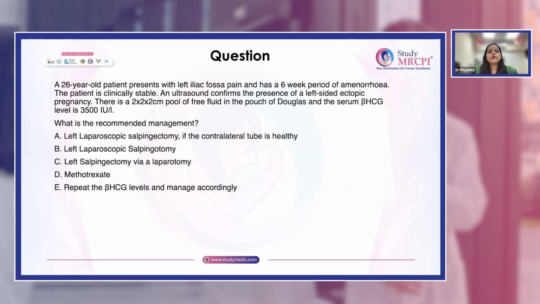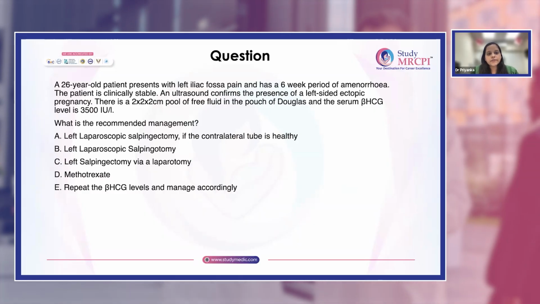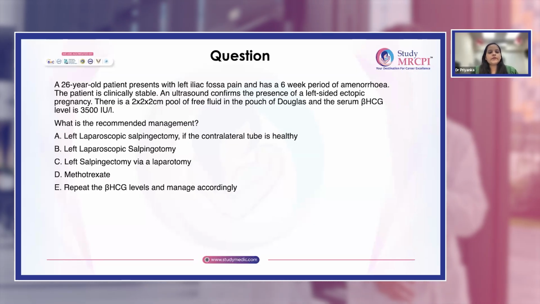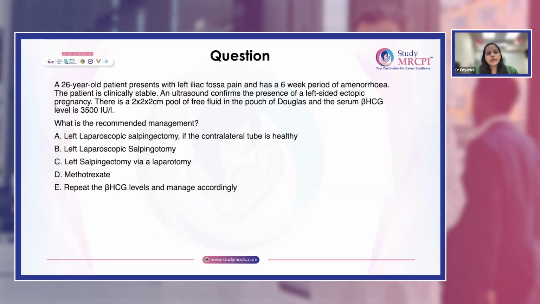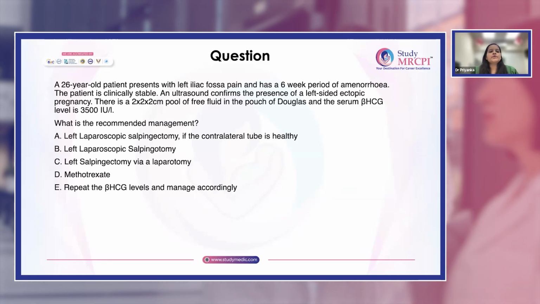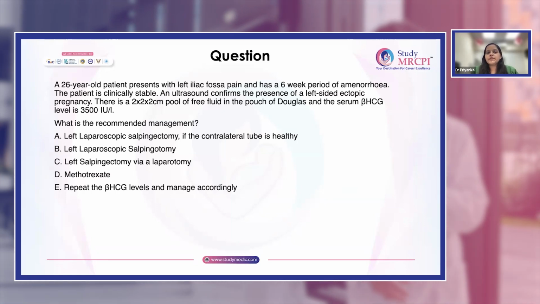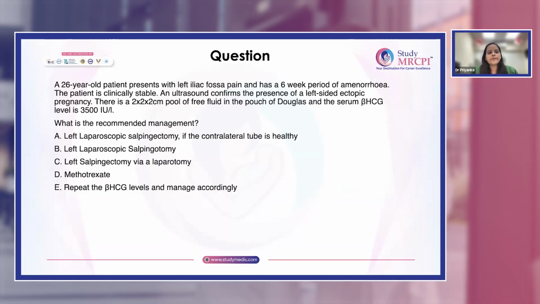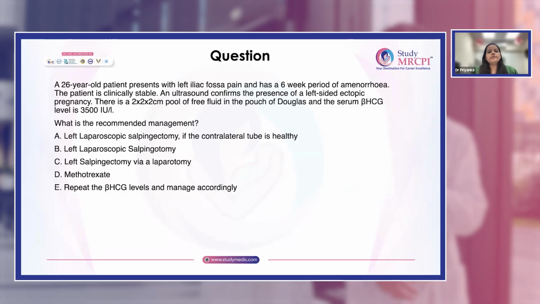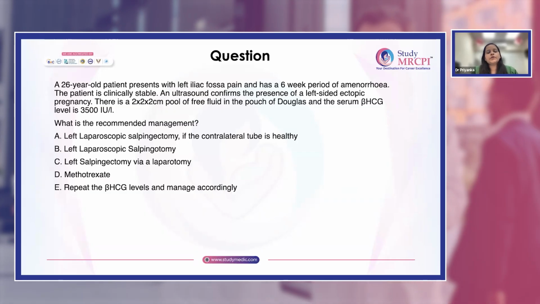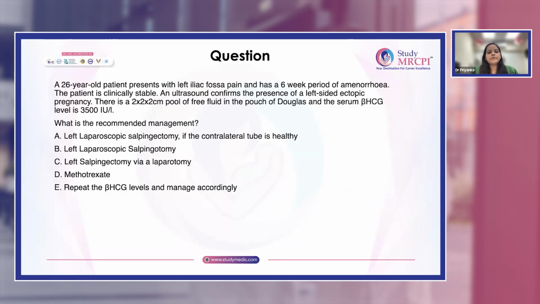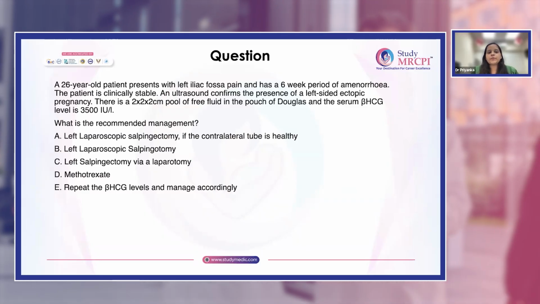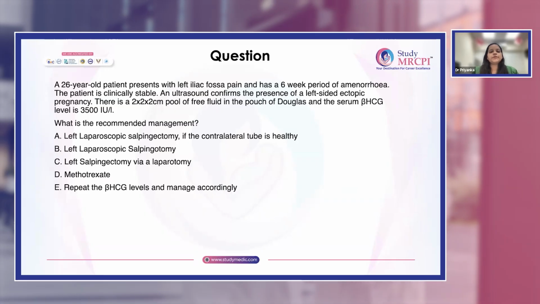So what kind of surgery is it? Is it a salpingectomy, a salpingotomy, or a laparotomy, like through laparoscopy or a laparotomy? They have written that the patient is clinically stable. In clinically stable patients, the preferred one is a laparoscopic procedure. And if the contralateral tube is healthy, the recommended method is the salpingectomy. So the answer here is A, left laparoscopic salpingectomy if the contralateral tube is healthy.